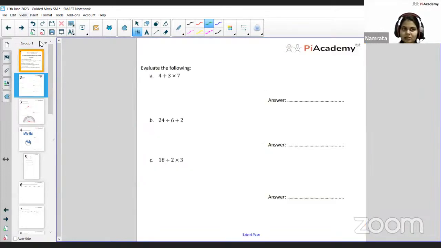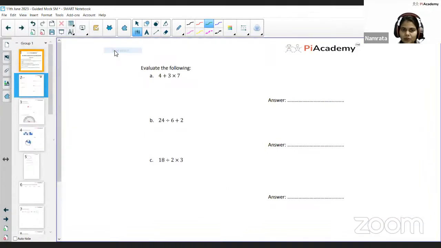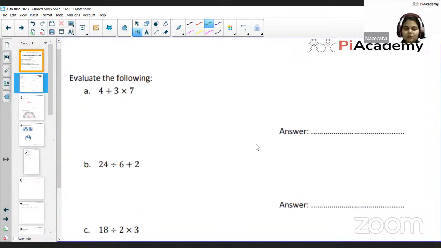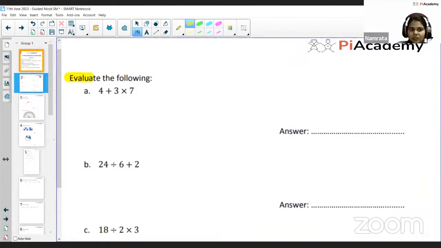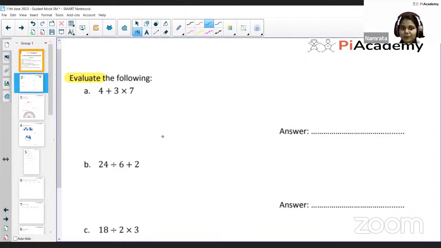I'll increase the zoom percentage in order to have a better clarity of the questions. So here comes your first question, wherein we need to evaluate the following. A basic hint for everyone, we need to use BODMAS. Take your time. There are 3 questions. We'll start discussing after 2 minutes.